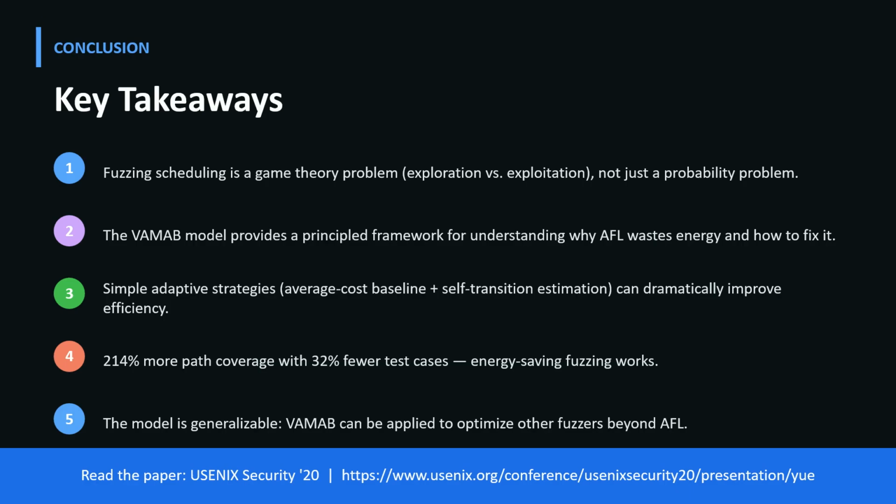3. Relatively simple adaptive strategies can produce large gains. Average cost baselines and self-transition estimation are simple techniques, but they yield over a 2 times improvement in coverage. 4. 214% path coverage with 32% fewer test cases. The efficiency argument is compelling, and particularly relevant for constrained environments. 5. The VAMAB model is generalizable beyond AFL. Any greybox fuzzer that has a seed queue and an energy allocation mechanism could potentially benefit from this framework.